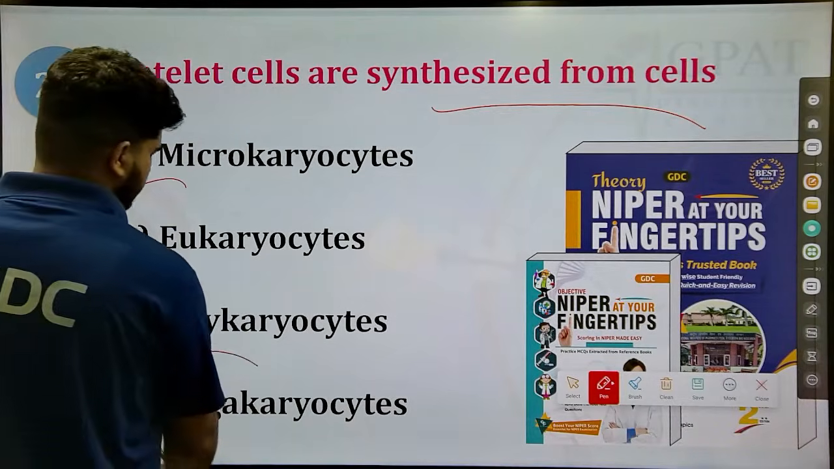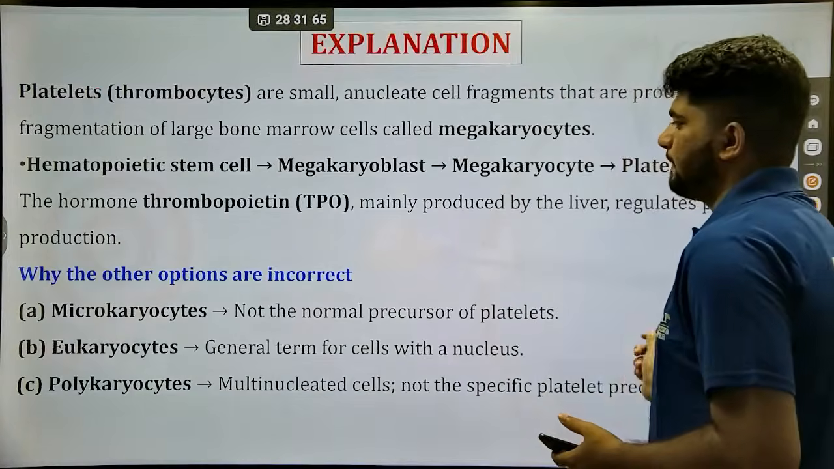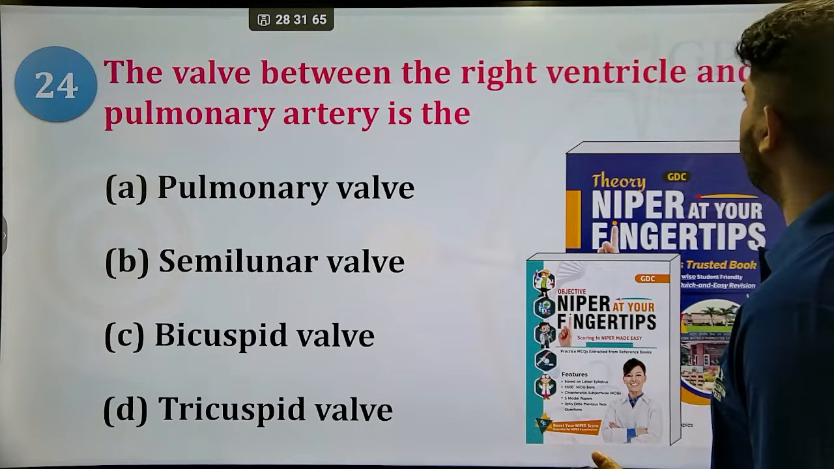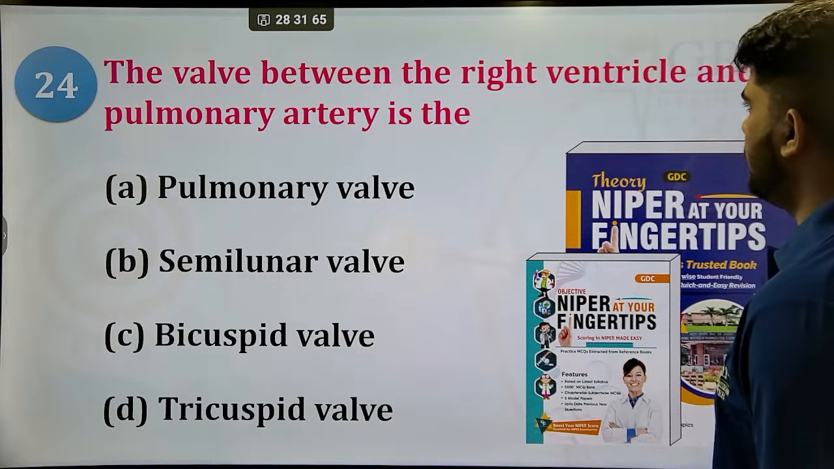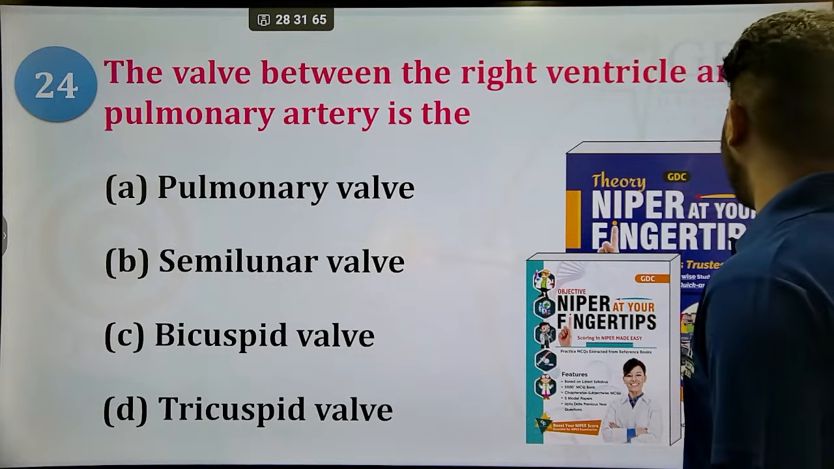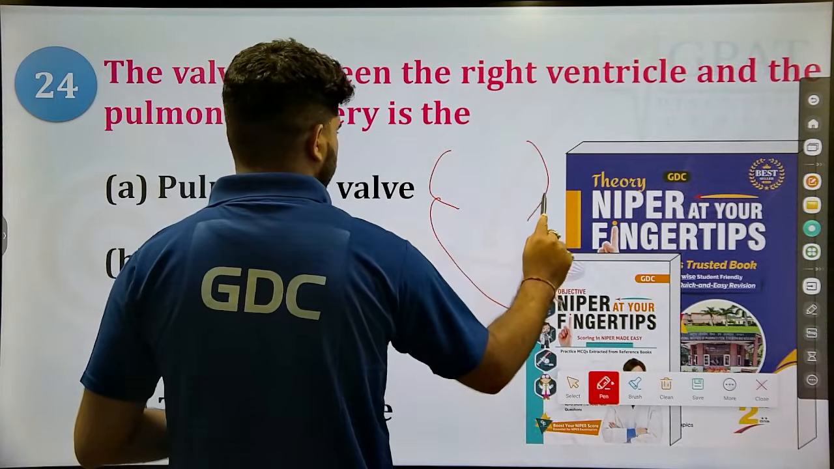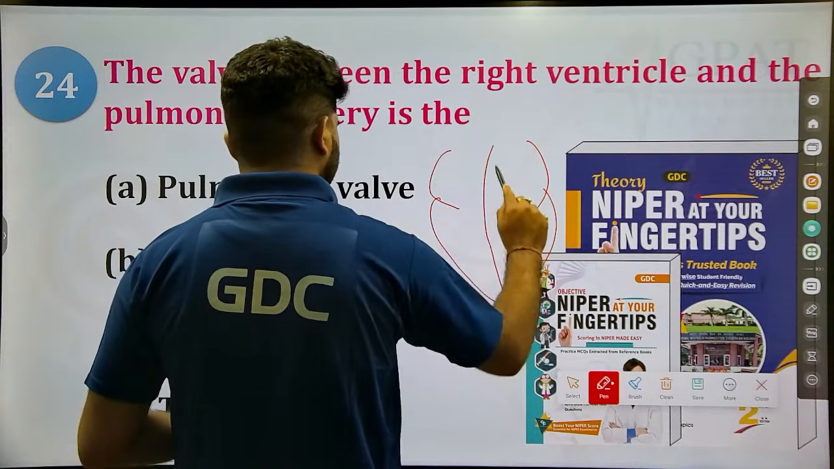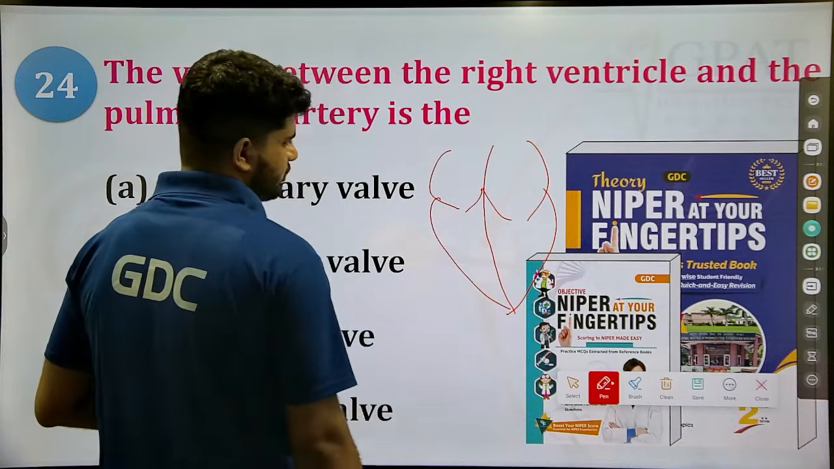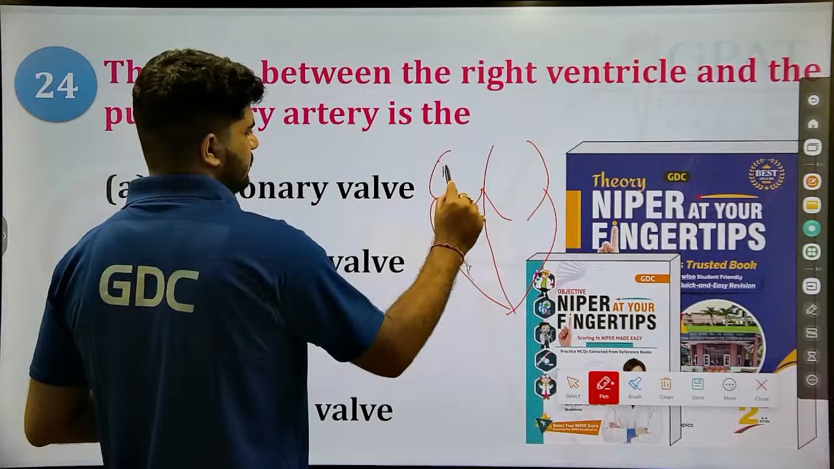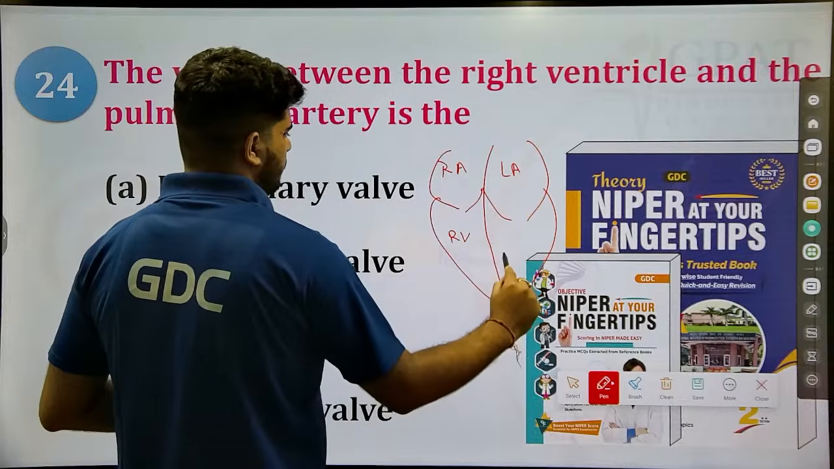Platelet cells are always going to be your megakaryocyte, right? Now, the valve between the right ventricle and the pulmonary artery is what? The valve between the right ventricle and the pulmonary artery is called, for example, this is your heart, this is your right atrium, right ventricle, left atrium, left ventricle.